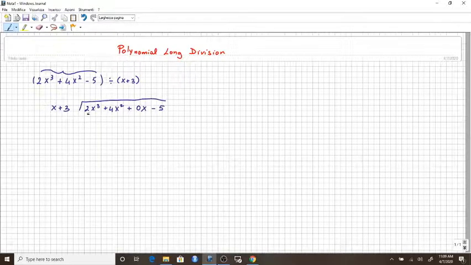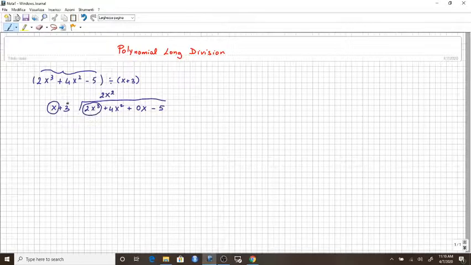And then the divisor, we have x plus 3, so we're going to keep it, x plus 3. Okay, so how are we going to divide this? We compare the highest degree term of the dividend with the highest degree term of the divisor. So we divide 2x cubed by x. Or you can ask yourself, x times what is going to give you 2x cubed? And this term is going to be 2x squared.